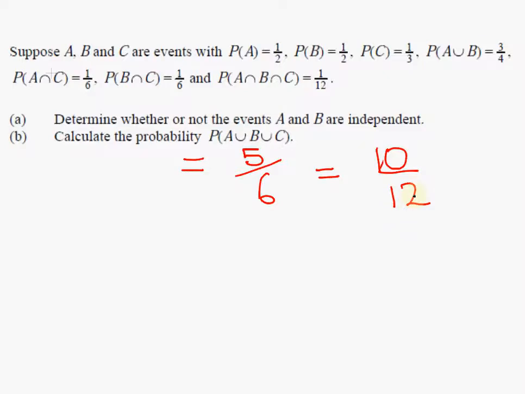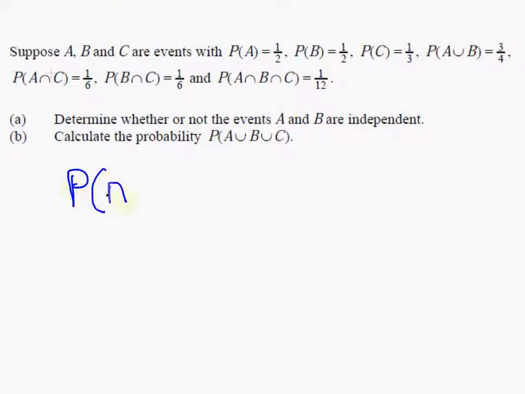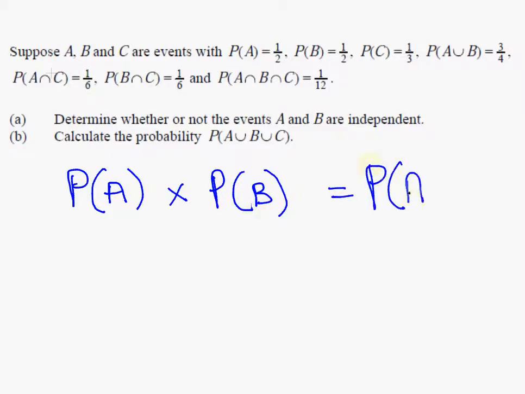Now, let's go back to the first question here. Determine whether or not the events A and B are independent. Well, if they're independent, we would get the following identity: the probability of A times the probability of B equals the probability of A intersection B. If two events A and B are independent, this identity holds.